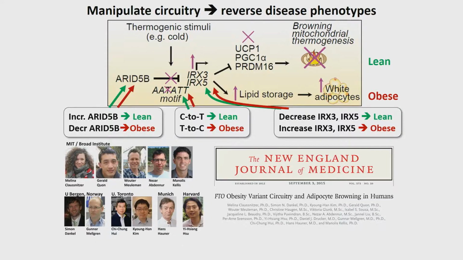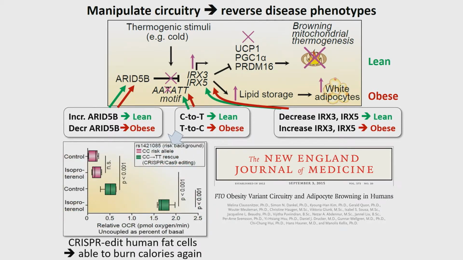We were able to then manipulate this circuitry, both in the upstream regulator and in the downstream target genes. And we were able to use that and also change the single nucleotide variant. I mean, that's precision medicine right there. Out of 3 billion nucleotides in the human genome, we chose one nucleotide that we could edit using CRISPR-Cas9 in primary cells from adipocytes of risk individuals. And we were able to show that we could completely, with a single nucleotide change, change the cellular signature of obesity.